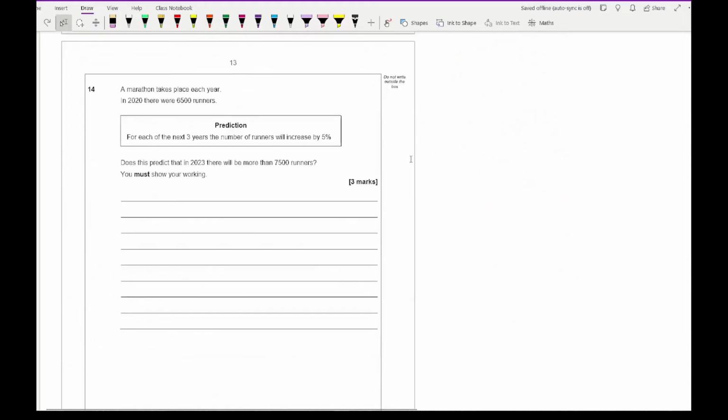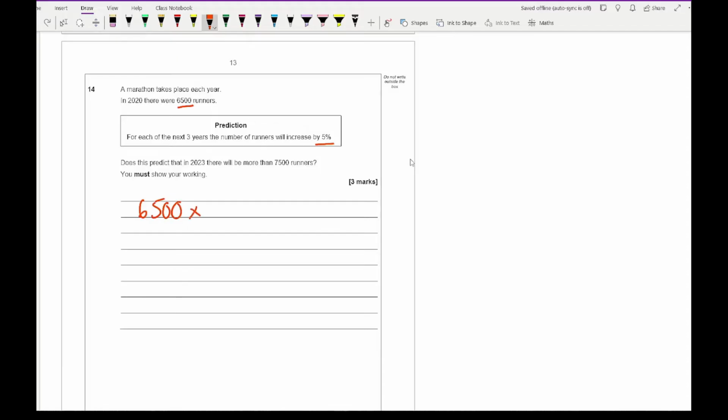Moving on to question 14, it says a marathon takes place each year. In 2020, there were 6,500 runners. For each of the next 3 years, the number of runners will increase by 5%. Does this predict that in 2023, there will be more than 7,500 runners? And we need to show our working out. So this basically is a compound interest question. The original amount is 6,500.